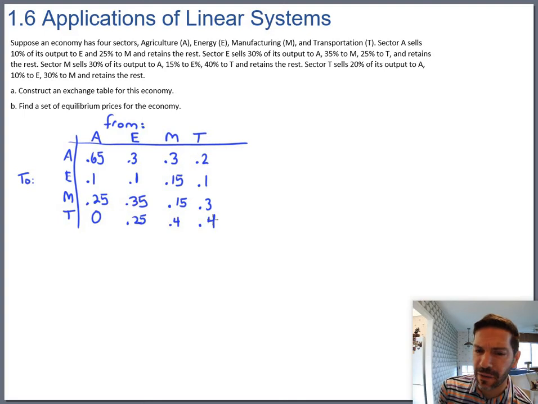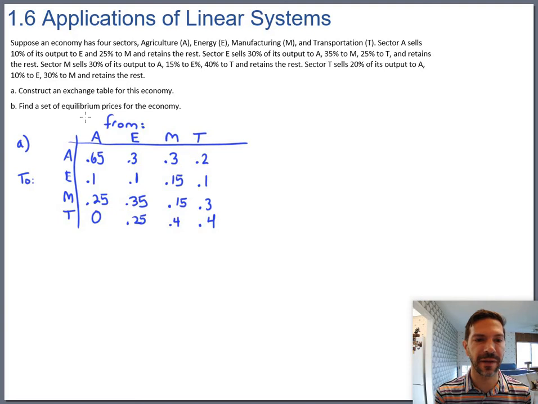Okay, and I know this looks like a sort of a matrix already. I want to point out this is not actually based on an equation or a system of equations yet. It's just a way to organize the information that was given in the problem. So we have done that though. We have constructed an exchange table. That's what this thing is called.